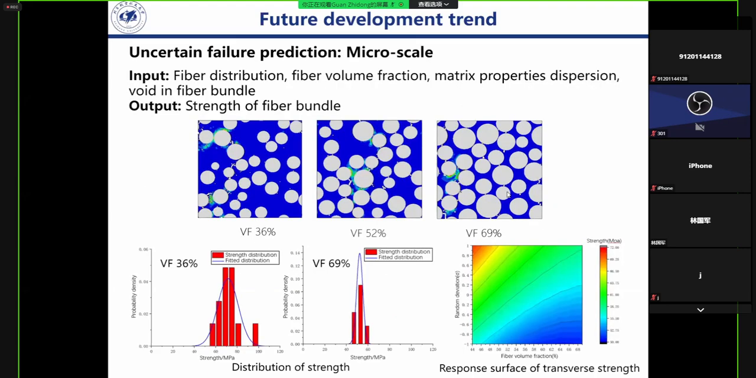The tensile property of woven composites containing stitch fiber is used as an example here. At the micro scale, the effects of uncertainty, such as the random arrangement of the fiber, fiber volume fraction, constituent property dispersion, and voids in the fiber bundle are considered. The fiber arrangement was observed by experiment.